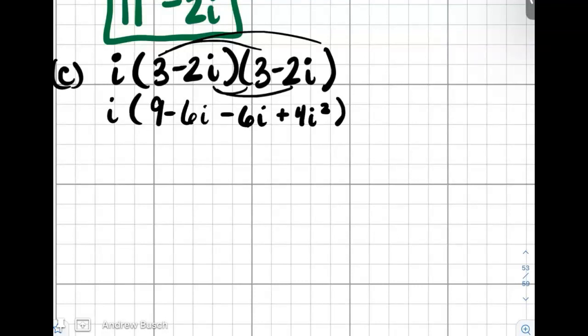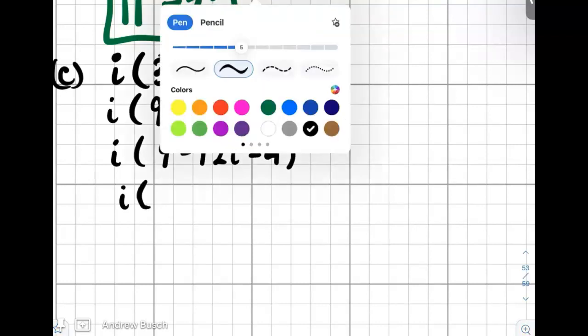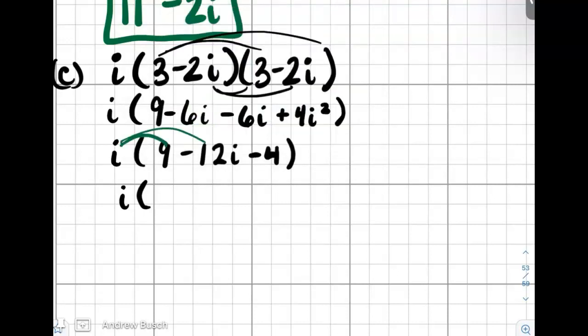Then let's collect like terms first. Change the i squared into a negative 1, so that makes that negative 4. So we get, let's go ahead and distribute the i. You can do it now or later, but let's just go ahead and do it now.